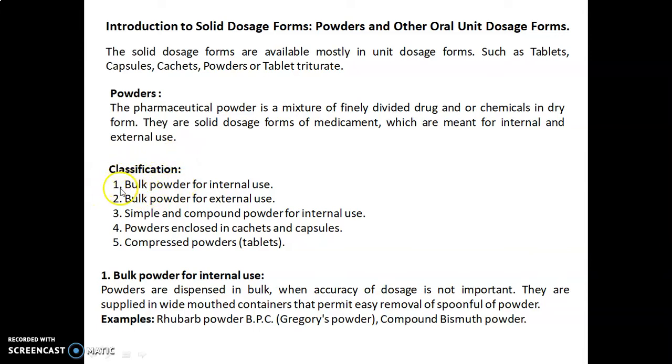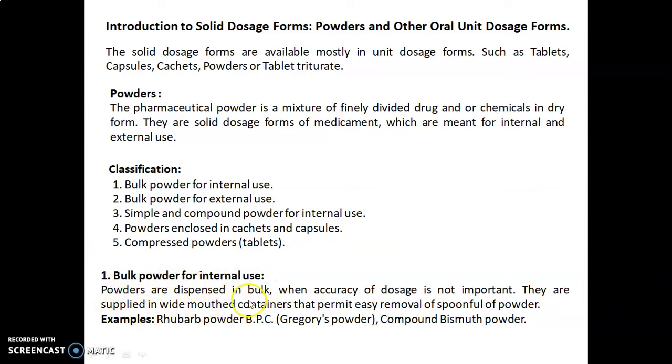Classification of powders: bulk powder for internal use, bulk powder for external use, simple and compound powder for internal use, powders enclosed in cachets and capsules, and fifth one, compressed powders, that is tablets, that are also known as tablet triturates. So first one, we will discuss the bulk powder for internal use.